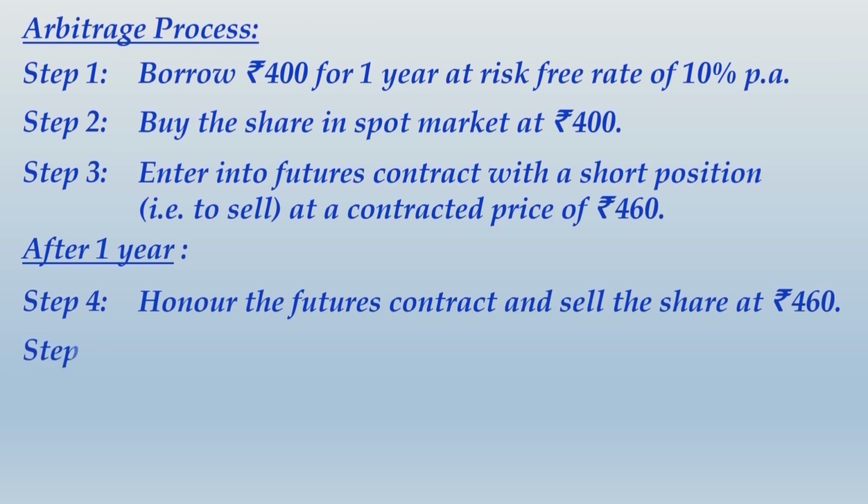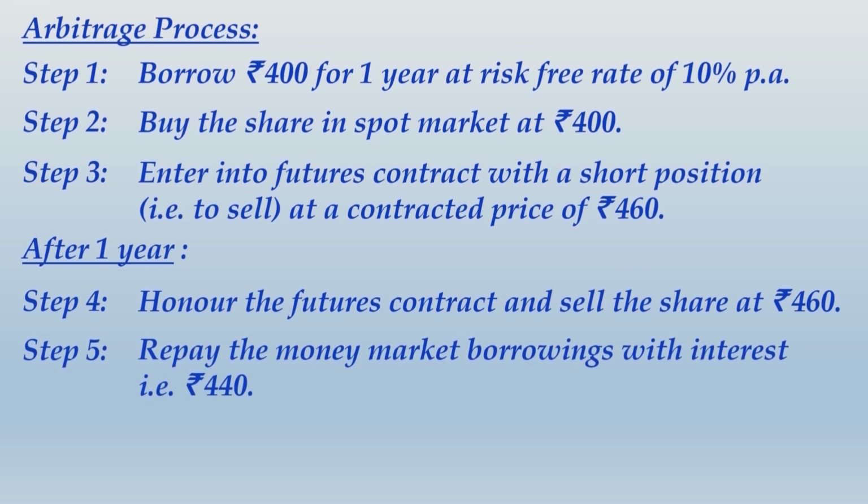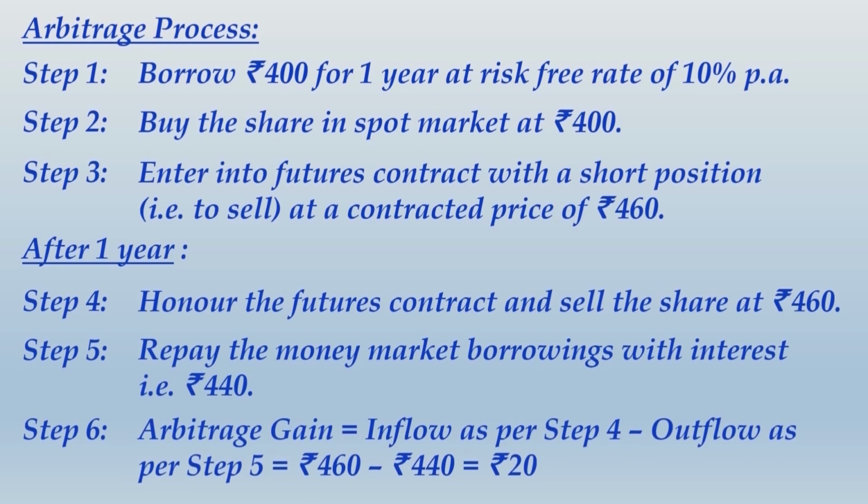Then, what do you do? Step 5, repay the money market borrowings with interest. What you have borrowed was 400, with interest what you have to repay is 440, and what you find is step 4 was giving you an inflow, step 5 is an outflow. The difference between these two will be your arbitrage gain. So arbitrage gain will be inflow as per step 4 minus outflow as per step 5. 460 minus 440 gives you an arbitrage gain of rupees 20.